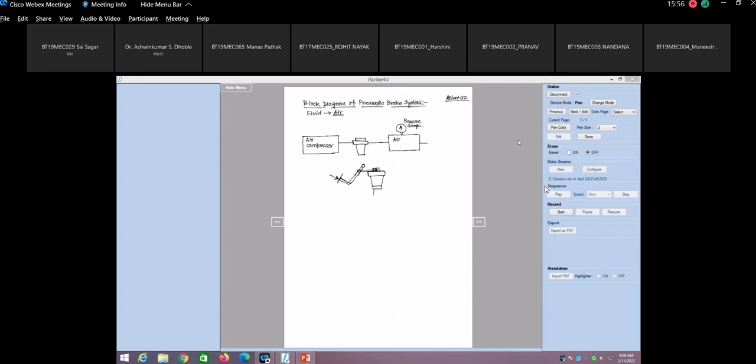Let's see whether you can recognize this, in the pneumatic brake system. So here the line is, the supply is given to, let us say, the actuator.